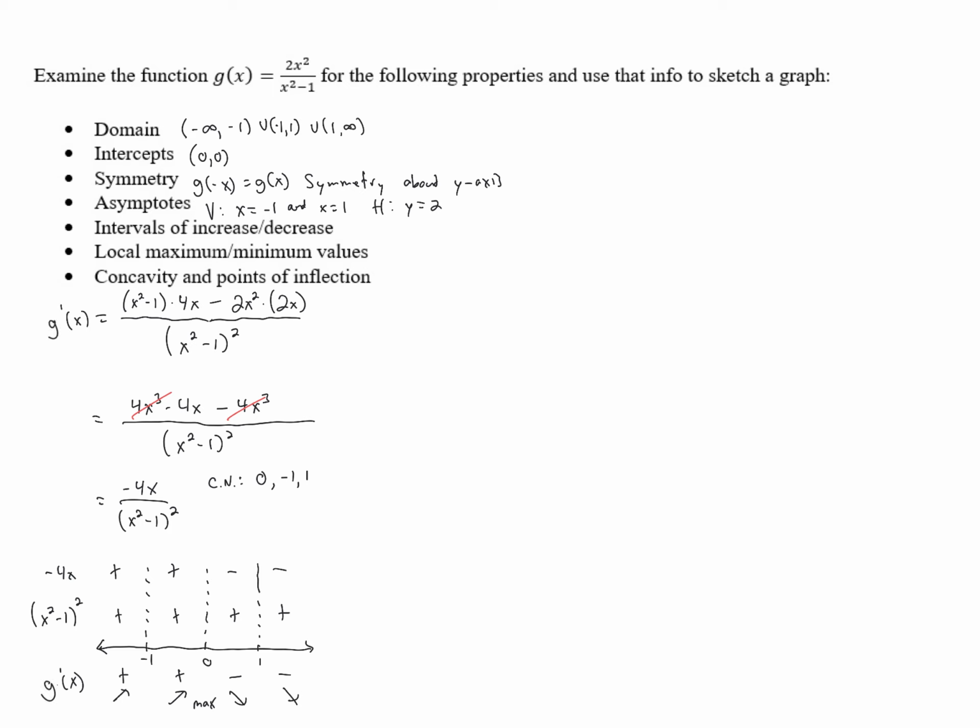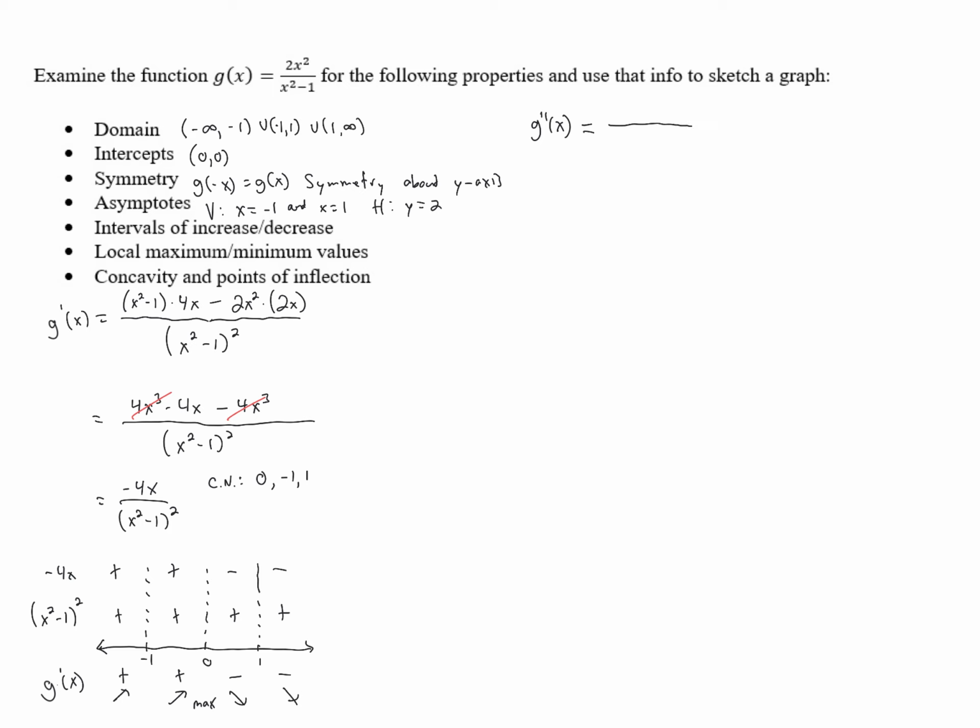And I think we're good to go for that. So we've got our local minimum and maximum values. We need concavity, and for that we need the second derivative. And this is another one where I'm not going to go through and do the calculations. I'm just going to give you the answer.